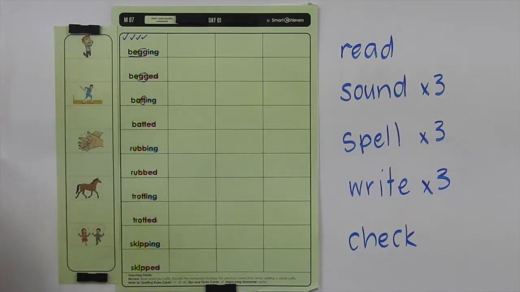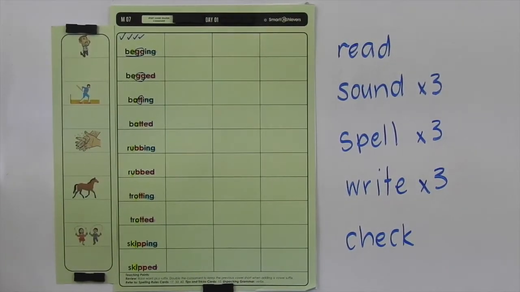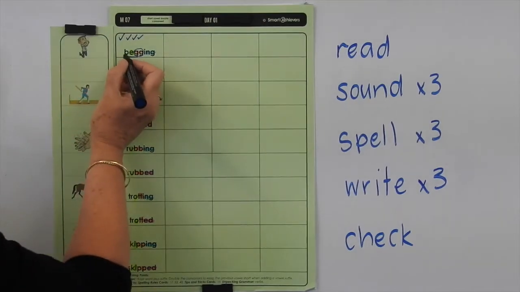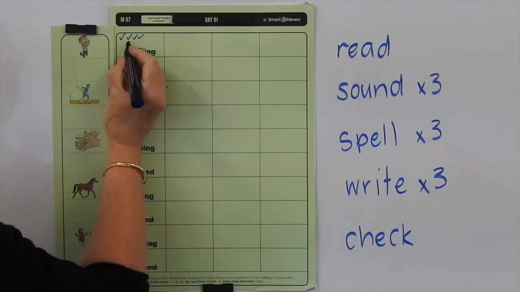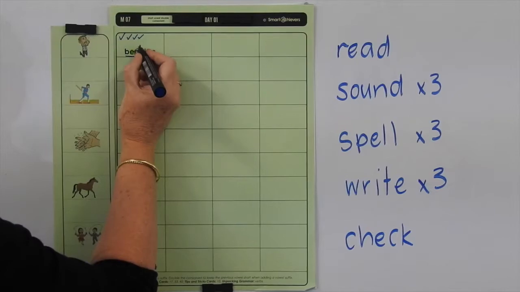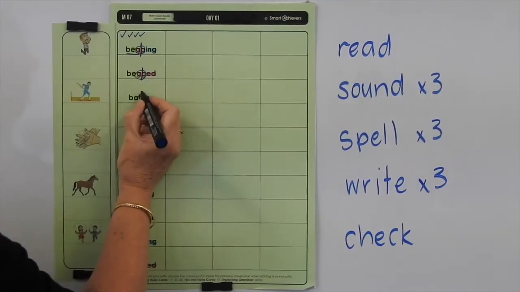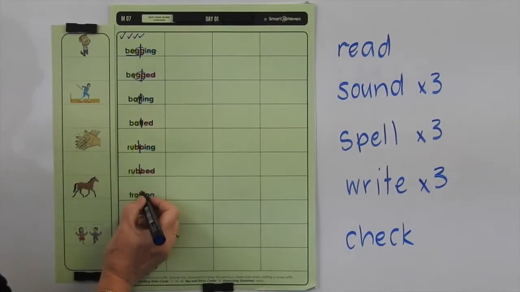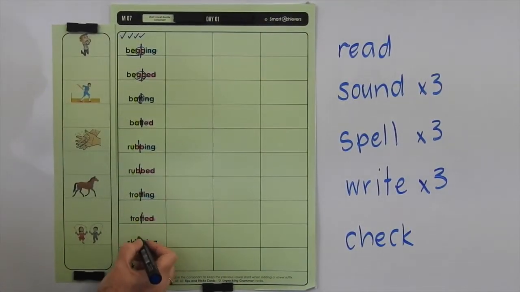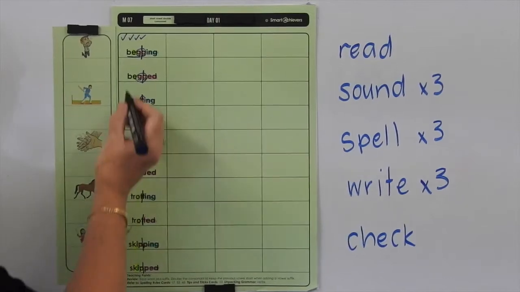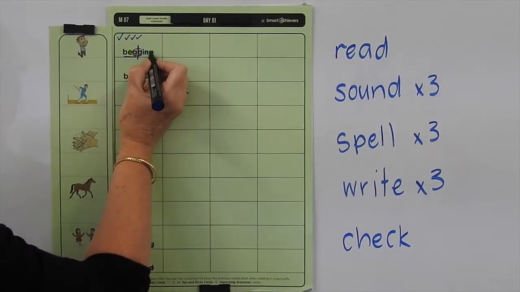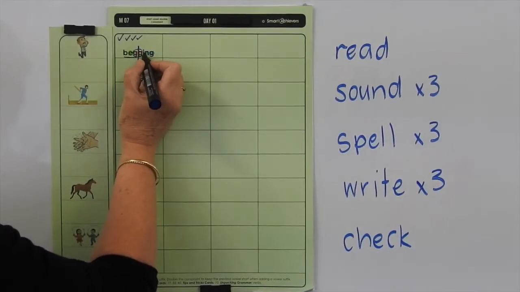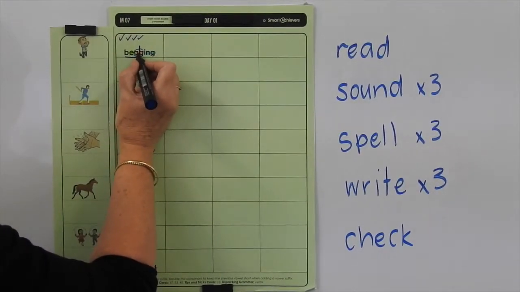So let's go back to begging, and we'll read it, sound it, spell it, write it, and then check it. We might need to break these into syllables. So we're going to split them between the double consonant in the middle of all of these words. If you want to pop a line through those. So we're going to go begging, begging, B-E-G-G-I-N-G.